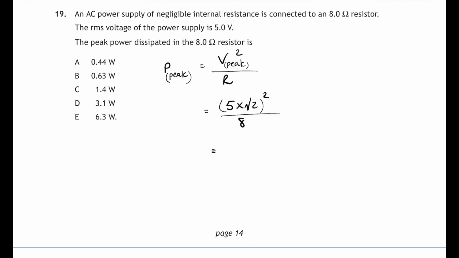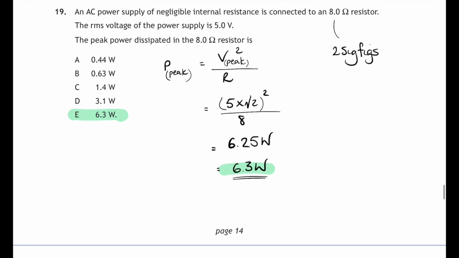And if you do that in your calculator, you'll get an answer of 6.25 watts. The numbers in the question are only to two significant figures, so we round our answer to 2 sig figs, that's 6.3 watts. That corresponds to answer E, 19E.